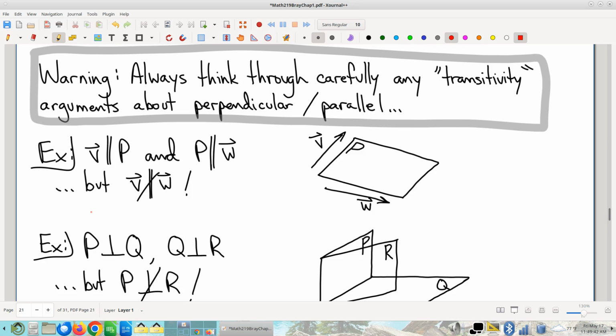And that's, by the way, the rule in this class on a homework exercise or on an exam question. The rule concerning transitivity is go ahead, make all the transitivity arguments you want if they are valid. So think it through, make sure it is, and then go ahead. You don't have to prove it or anything like that.